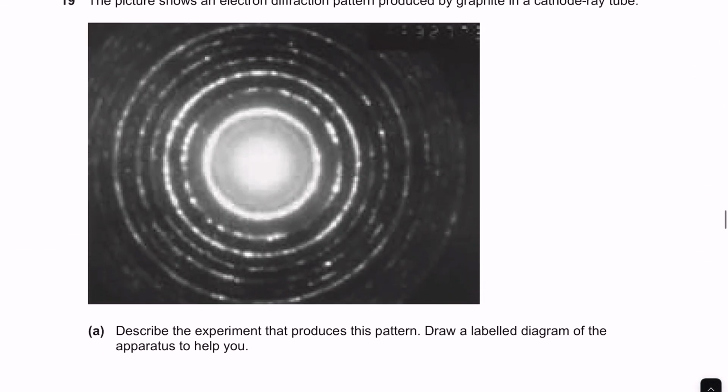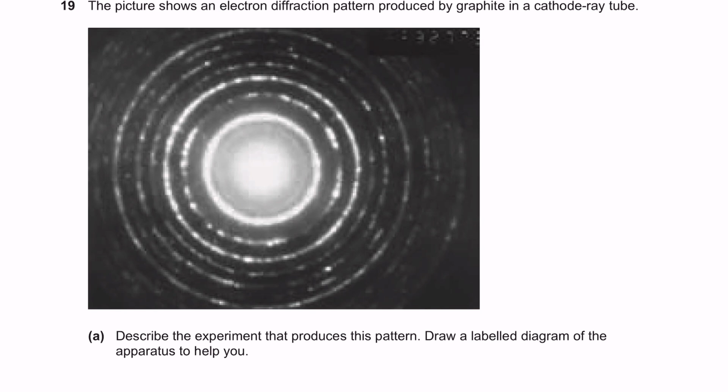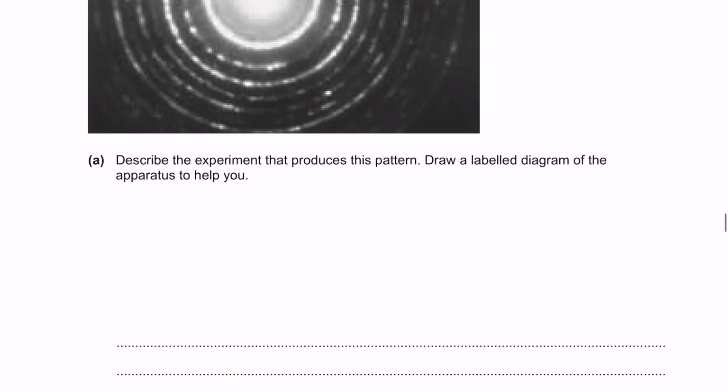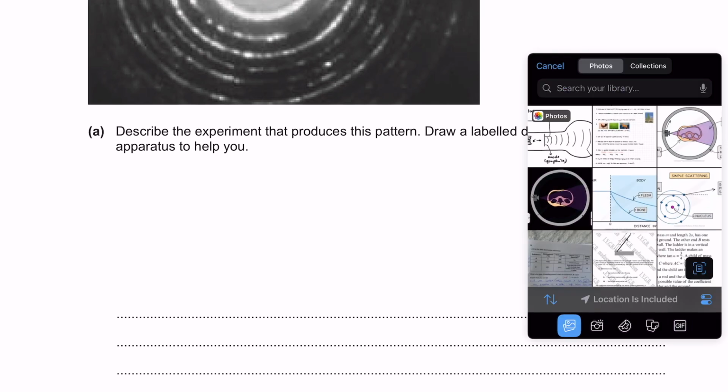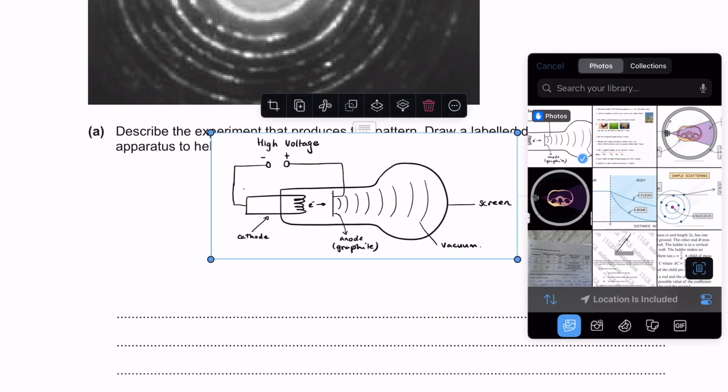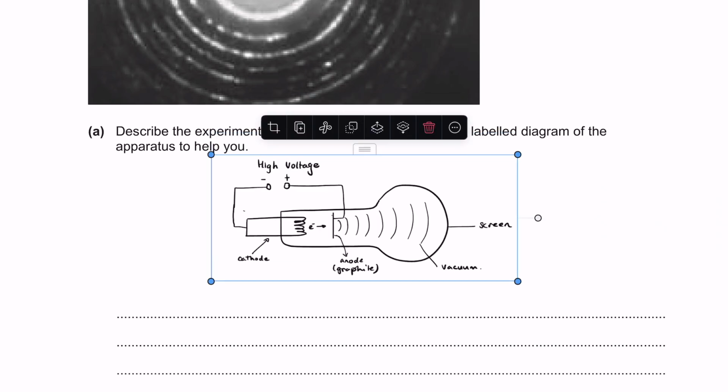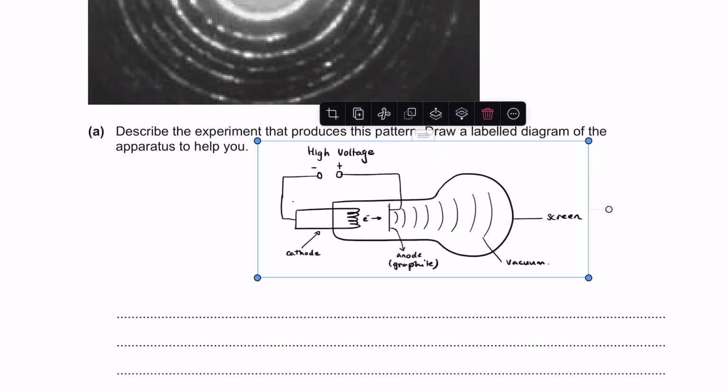Question number 19. The picture shows an electron diffraction pattern produced by graphite in a cathode ray tube. Describe an experiment that produces this pattern. Draw a labeled diagram of the apparatus to help you with this. So it's a 4 marker, so we really have to condense it. So I'm going to put a diagram right here. So let's just quickly go through it before we start writing.